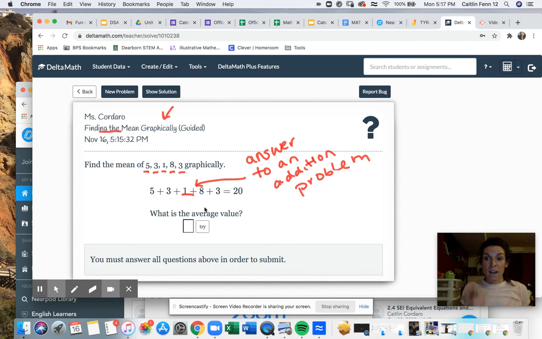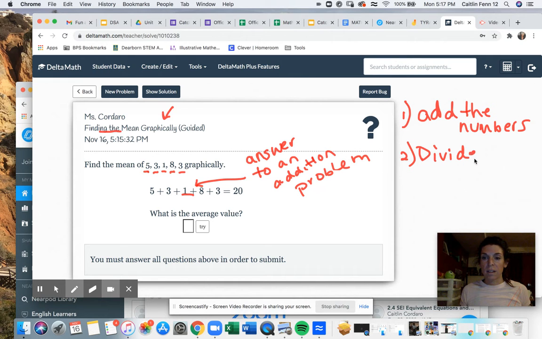So the first step to find the average is you add all of them together. Step 1 is add the numbers. Step 2 is divide by how many numbers you added for the mean. This is what we're going to do to find the mean or the average.